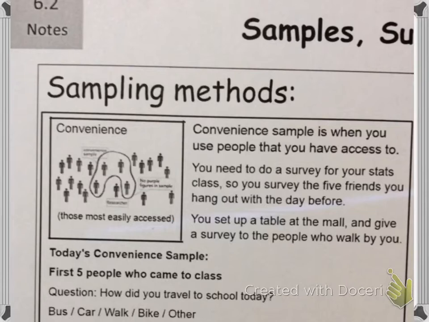An example of that, if we were in class today: when you walked in, the first 5 people that came to class, I would have asked them, how did you travel to school today? Did you bus, drive a car, walk, bike? What did you do? Because I asked just those first 5 people coming into class, I asked convenient people. This would be called a convenient sample.